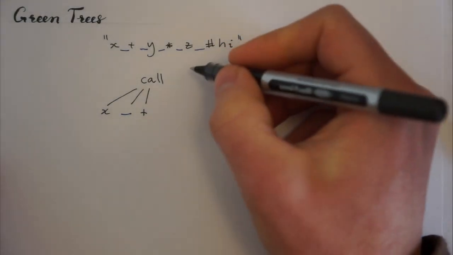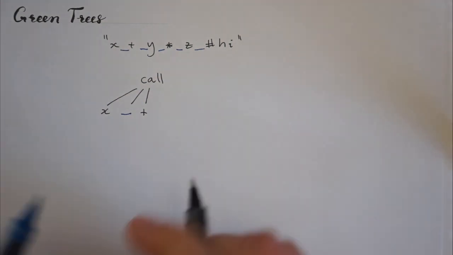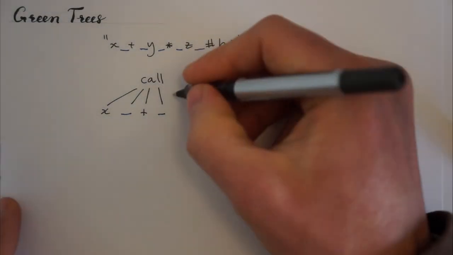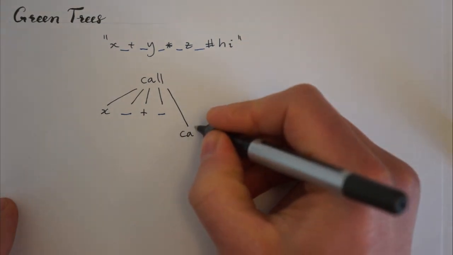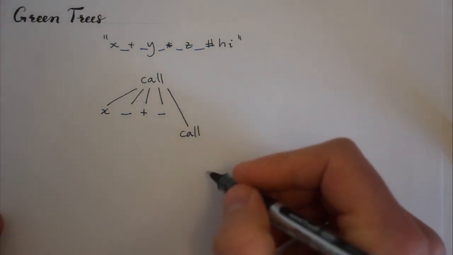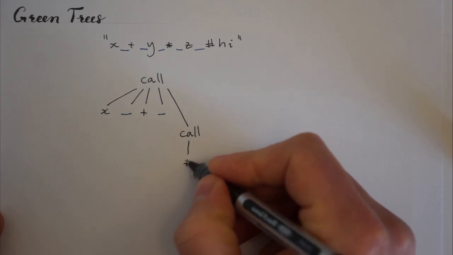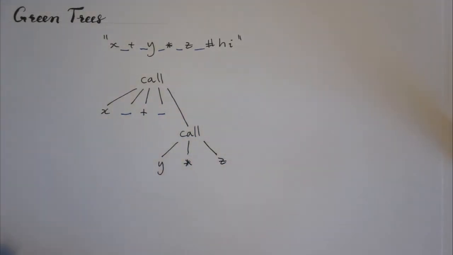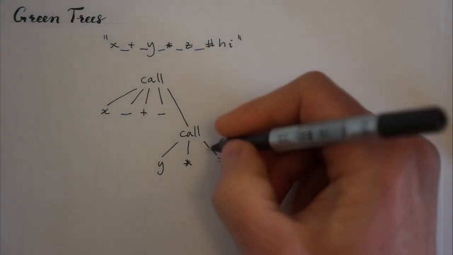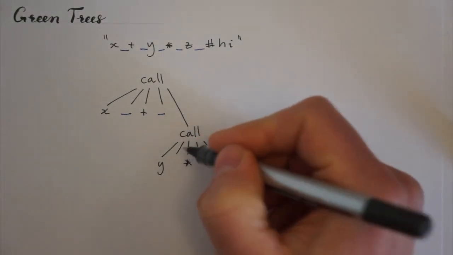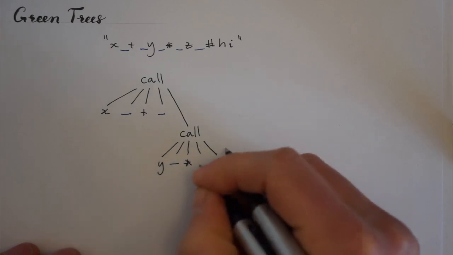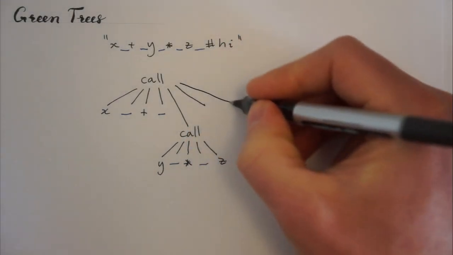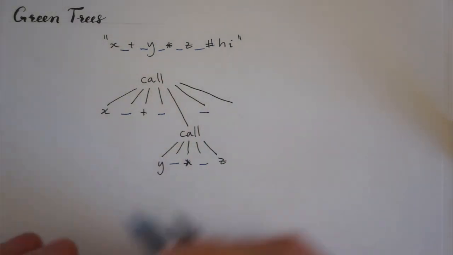So that's a call node for the plus. Another bit of whitespace. And then we've got another call node for the multiply, with the y and the z. And we've got the whitespace in here as well. And then finally a little extra whitespace and the comment. So whitespace there, and the comment.